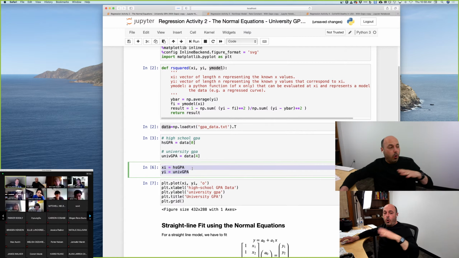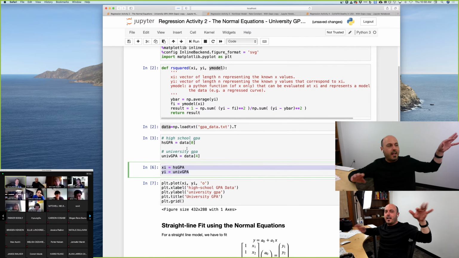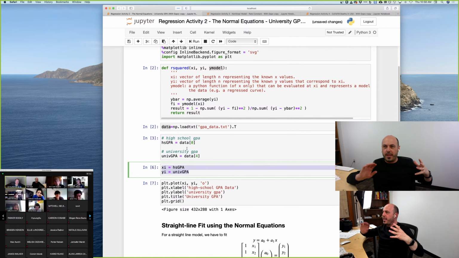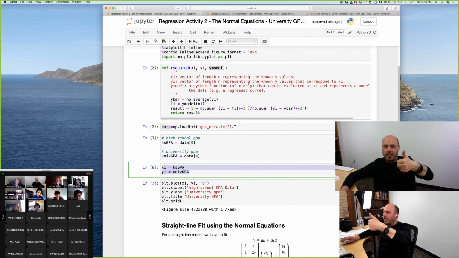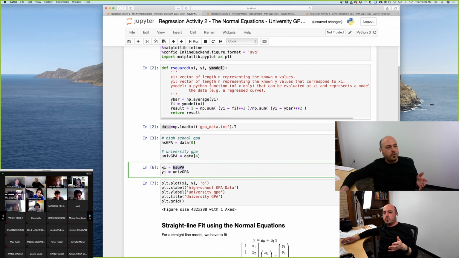Now the next step, I always do this so that I don't have to change my variable names. Once I bring the data in and give it names, I almost always identify which are the x values and which are the y values. In this case, my x values, I'm going to call them xi. Those are the high school GPA data, and my yi values are the university GPA. All on board? Okay, anyone disagrees?